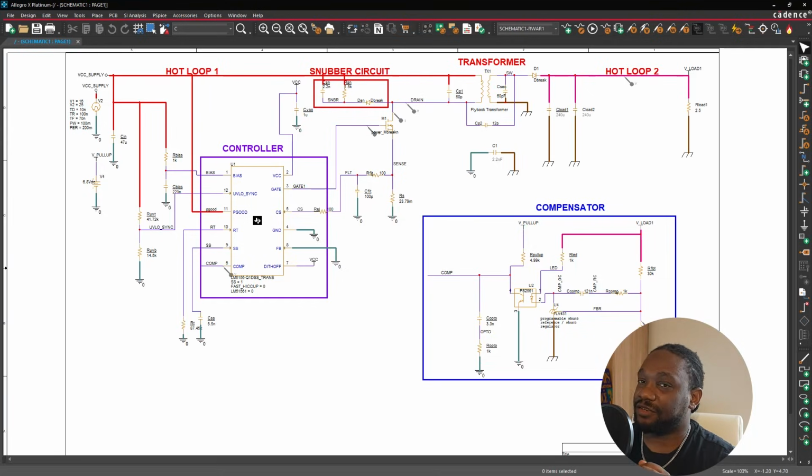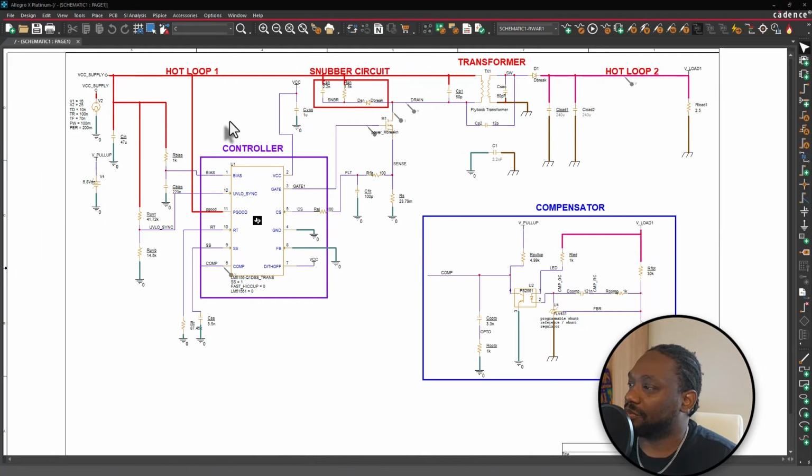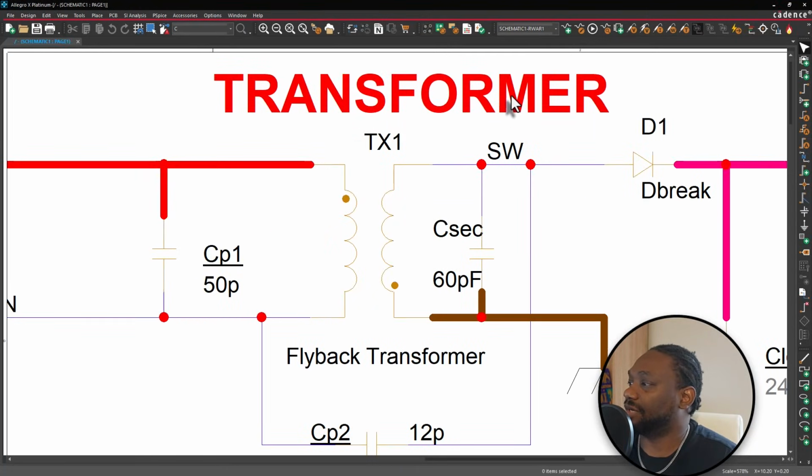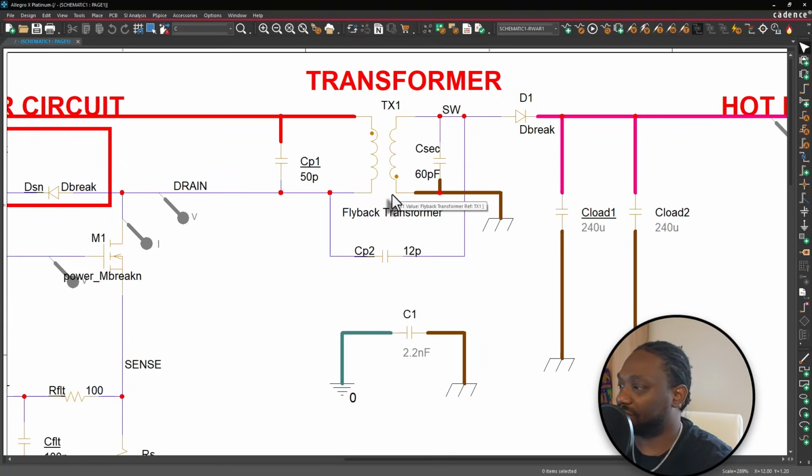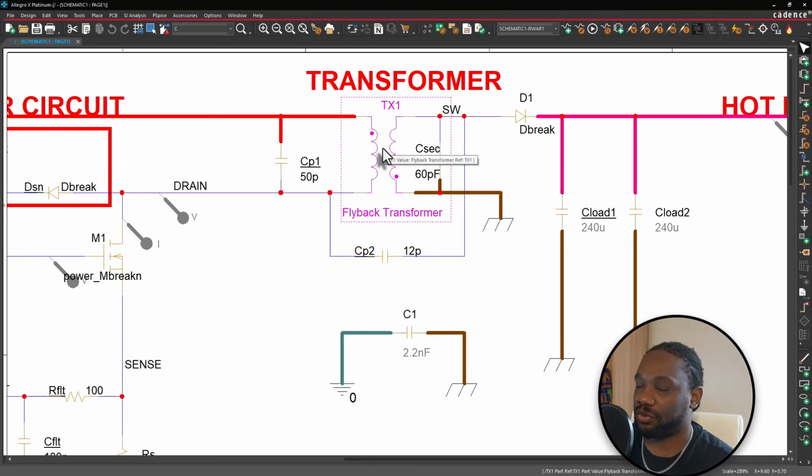Next, let's look at the transformer specs. The first thing I think about with a flyback converter is getting the transformer specifications correct. So in the next section, I'm going to go into the transformer specs and how you would set those in Allegro. Here we've got our transformer, and if I were to zoom in here, we'll take a closer look. There's a lot going on here. First of all, the core transformer.